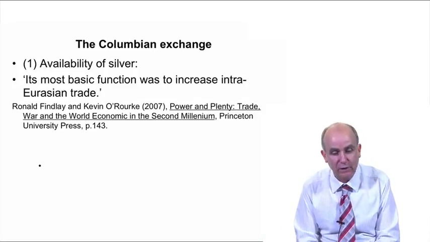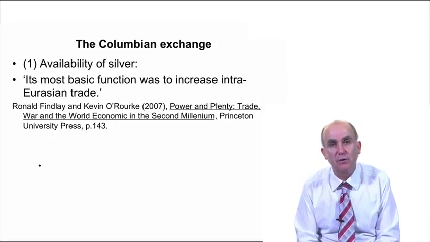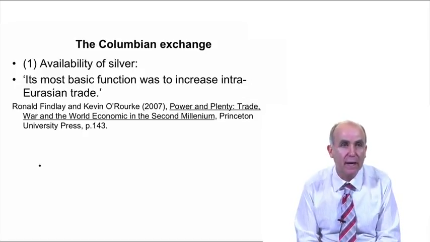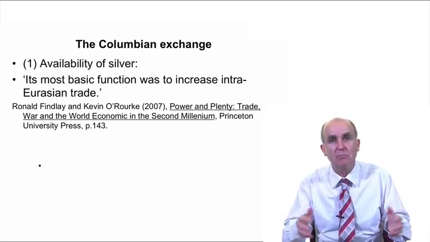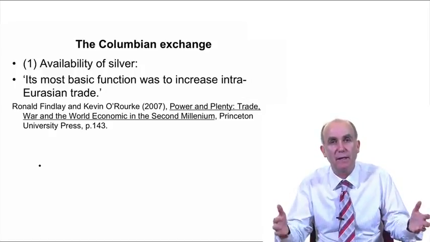So this quote from Ron Findlay and Kevin O'Rourke says that the increased availability of silver from the rise of the Atlantic traders had the basic function of increasing intra-Eurasian trade. Silver was used as a form of money, and so the more silver you had, the more of this good you had, which could be used to facilitate monetary or monetised trade and exchange.